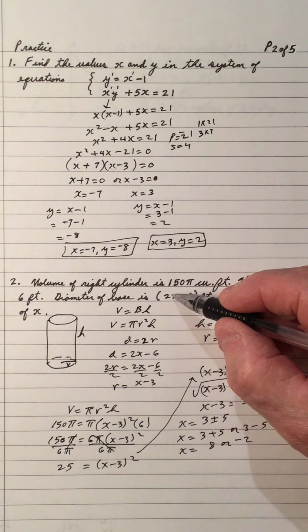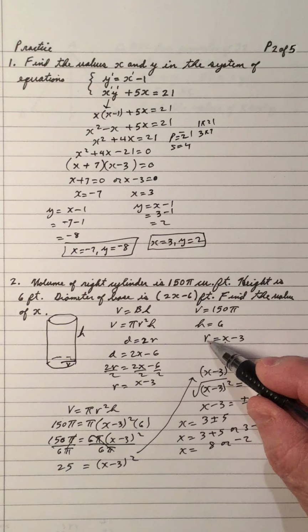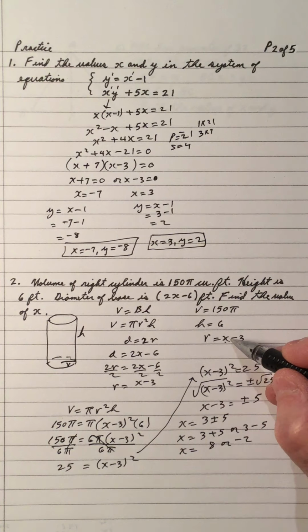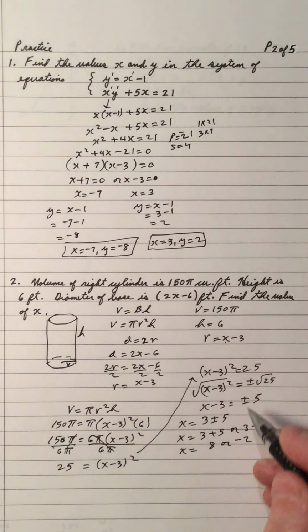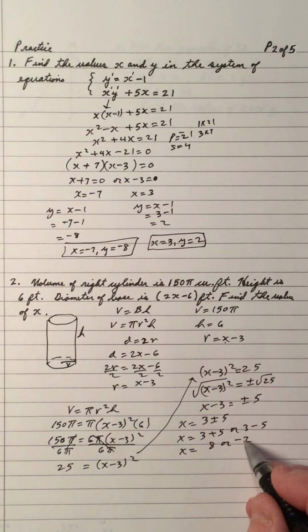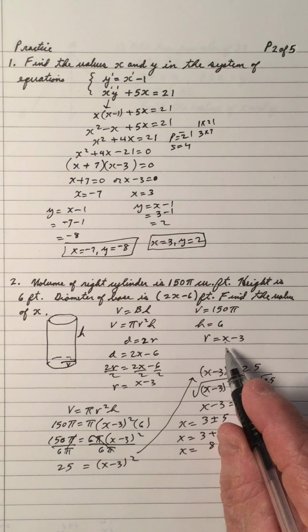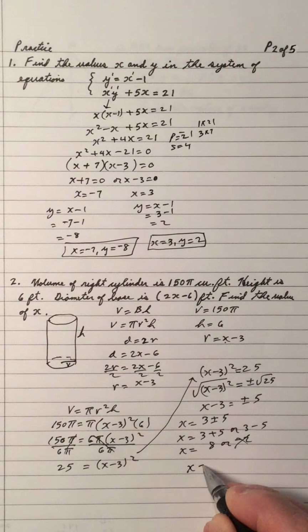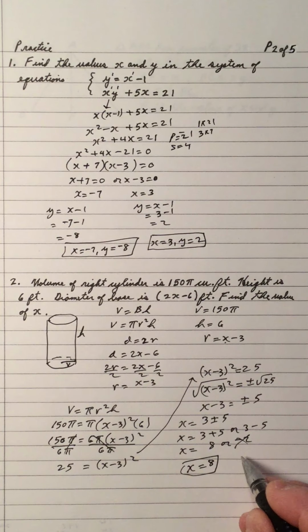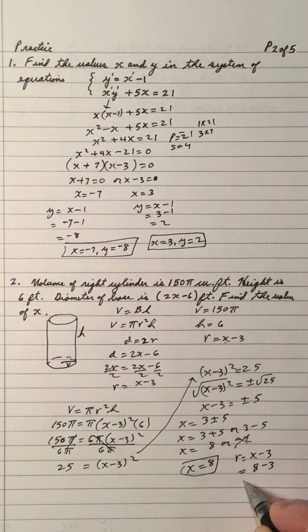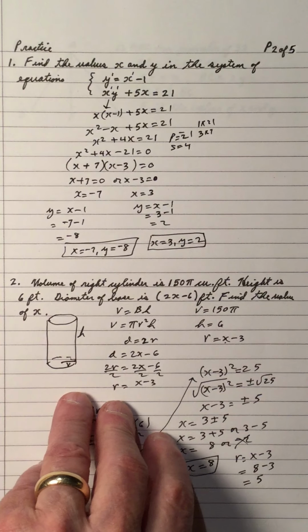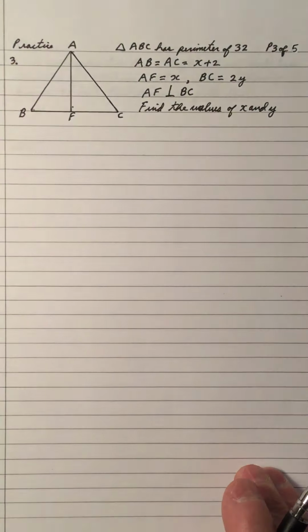We check it out. If you put a negative 2 back in here, then the radius becomes negative 5. So the negative 2 won't fit because we get a negative radius. So the x value is 8. We had to find the value of x, so the value of x is equal to 8. The radius would have been x minus 3, which is 8 minus 3, so 5 feet, but we only needed the value of x. And let's continue.